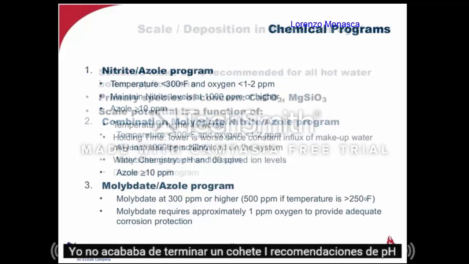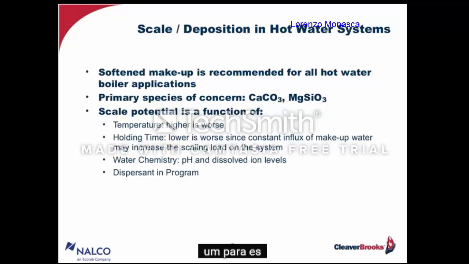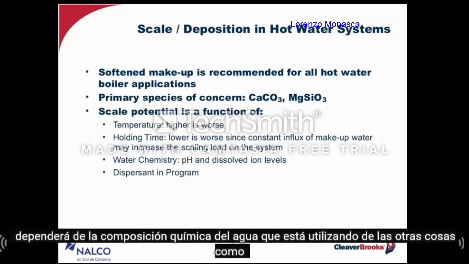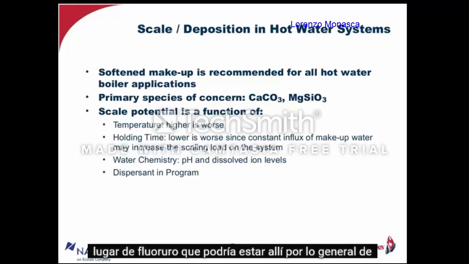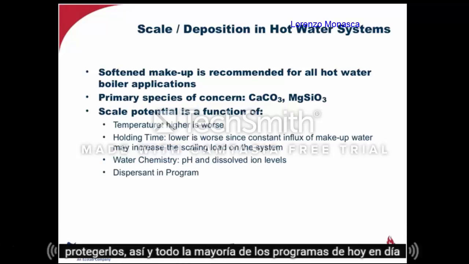Oh, I didn't quite finish that off, did I? pH recommendations depend on the water chemistry you're using, and also on some of the other things like chlorides and sulfites that might be there. Usually from a pH standpoint, we're in the range of 8.5 to 10.5 for these mild steel or carbon steel boiler systems. If you have other metallurgies in your system like aluminum and copper, you may have to modify that a little so that you protect them as well.